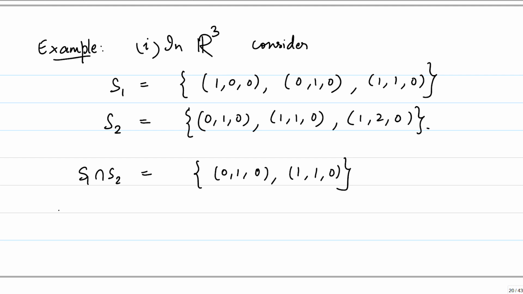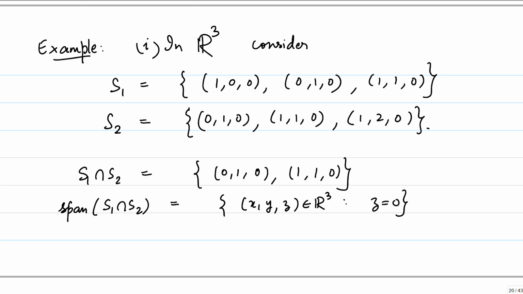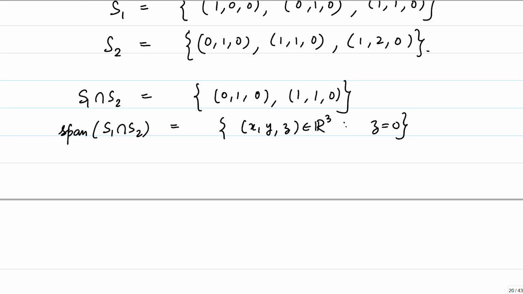And what is the span of S1 intersected with S2? This will be all linear combinations of the vectors written to the right, and you should check that this is the set of all x, y, z in R3 such that z is equal to 0. In fact, you should check that span of S1 is also, let me call this W, equal to W, which is the same as span of S2.